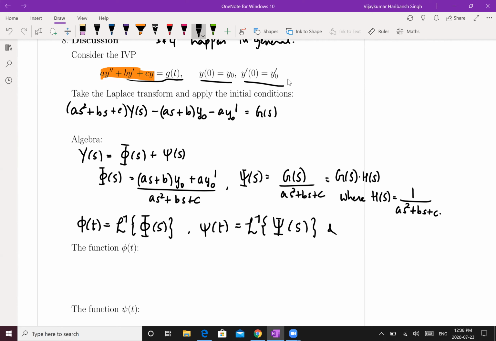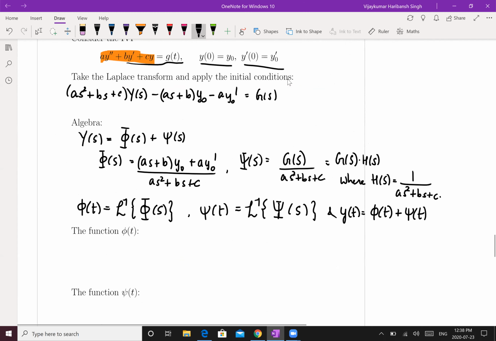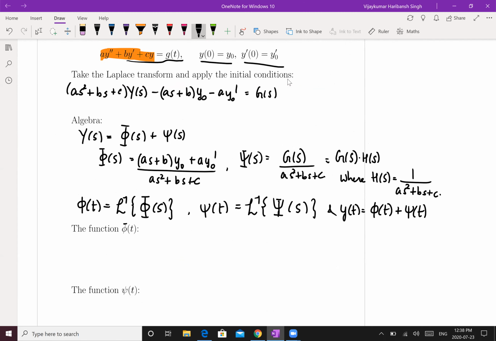And then you get your solution y of t is phi of t plus psi of t. So you see, the whole process can be broken in the following way. Now, what do you know about phi of t? As we had in the example, this function phi of t is independent of g of t.